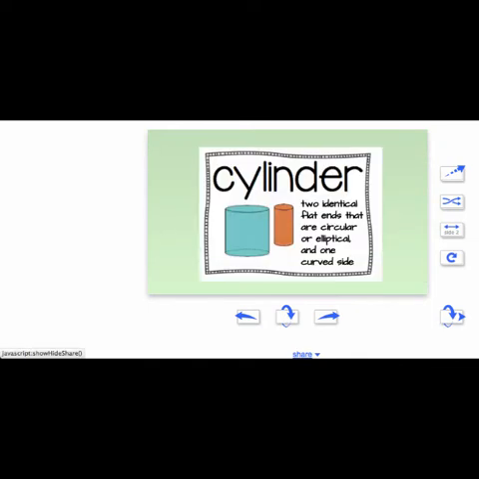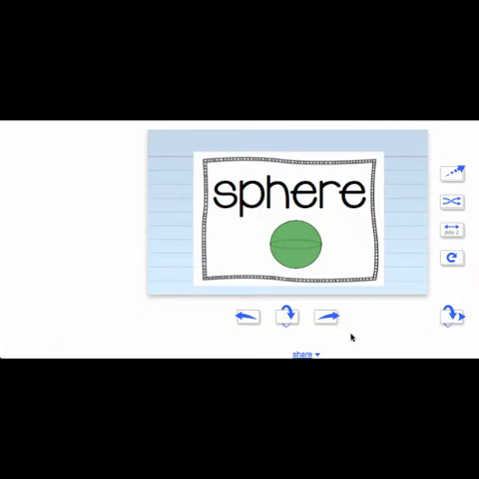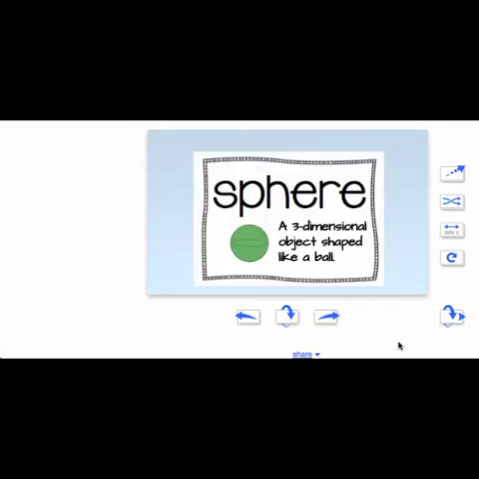Cylinder. 2 identical flat ends that are circular or elliptical and 1 curved side. And our final word, sphere. A 3-dimensional object shaped like a ball.